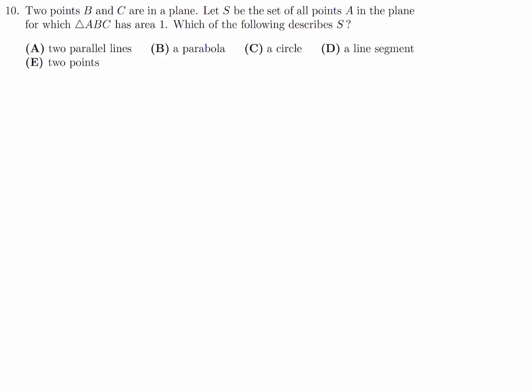2 points B and C are in a plane. Let S be the set of all points A in the plane for which ABC has an area of 1. Which of the following best describes S?